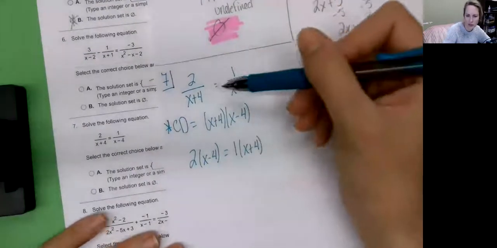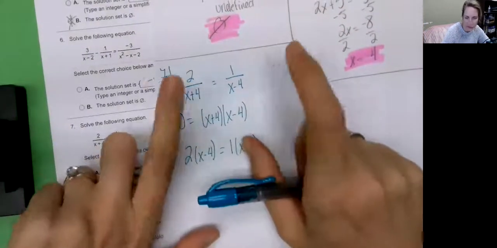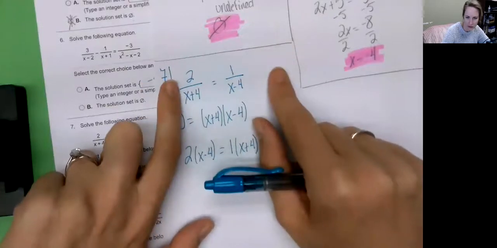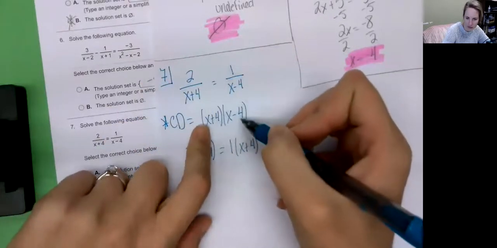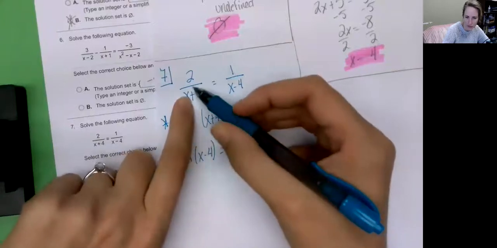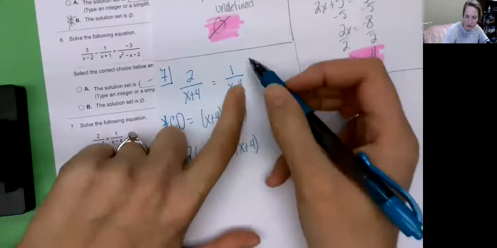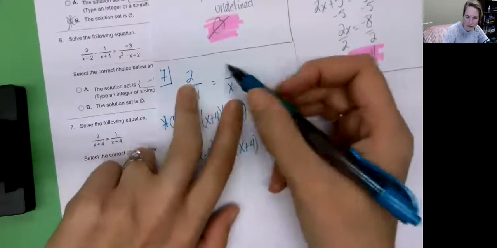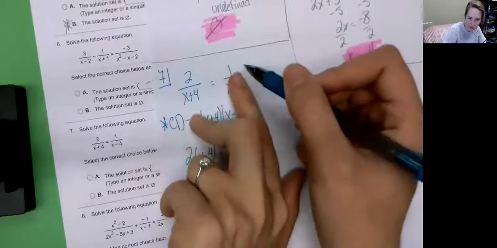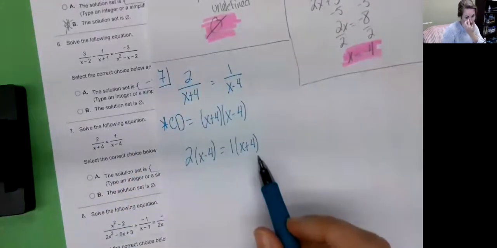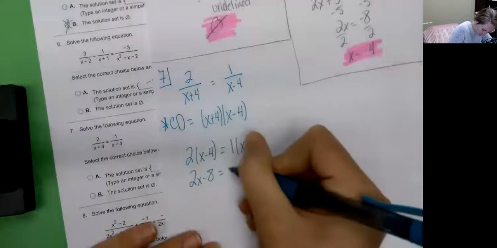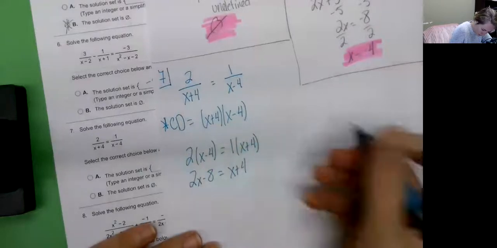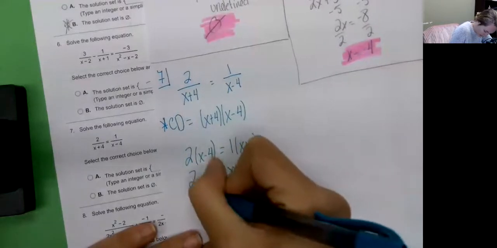And you can always do this if there's nothing being added or subtracted or multiplied on these sides, because my common denominator is x plus 4 and x minus 4. So when I go to multiply it, the x plus 4s would cancel, the x minus 4s would cancel. So I just multiply these two and those two to get this. So we have 2x subtract 8 equals x plus 4. Then we're going to solve for x.